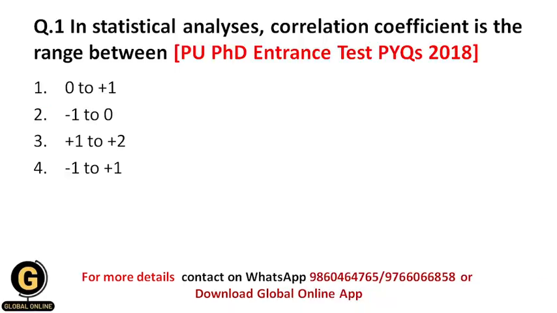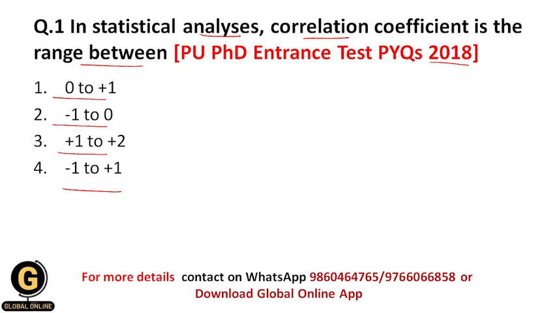Okay, so now let us begin. In statistical analysis, the correlation coefficient ranges between what? Now, in statistical analysis, what is the range of correlation coefficient? Is it 0 to plus 1, minus 1 to 0, plus 1 to plus 2, or minus 1 to plus 1? Now students, this is a very easy question, and it was asked in the year 2018.